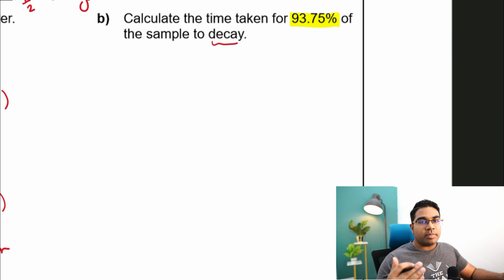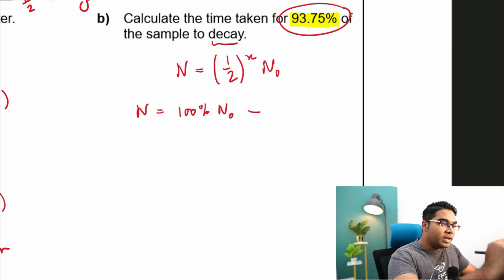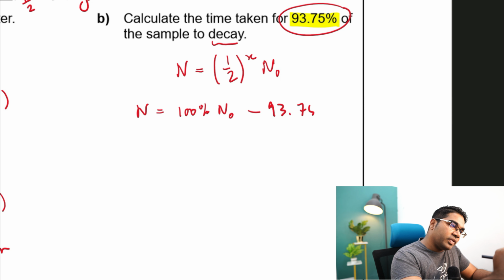However, we can easily find the proportion of nuclei remaining from the proportion decayed, and that would be, N would simply be equal to 100% of the initial number minus the proportion that has decayed. That would be 93.75% of N naught. And here we will know that only 6.25% of the original value is remaining. So now we've calculated the remaining number of nuclei. We know the proportion of nuclei that's left. We can apply it into the formula even though we don't have any actual values.